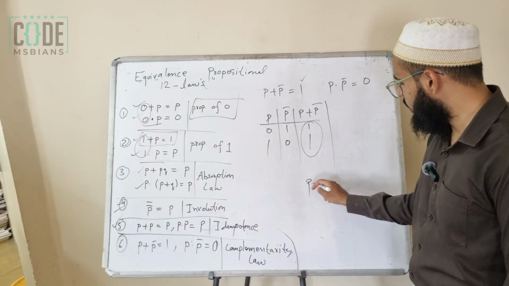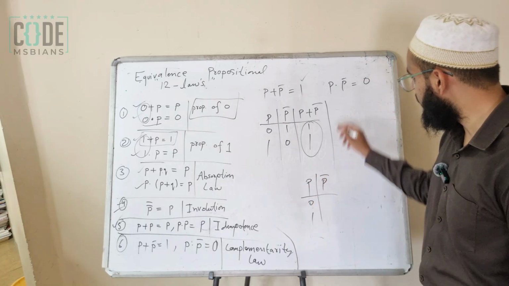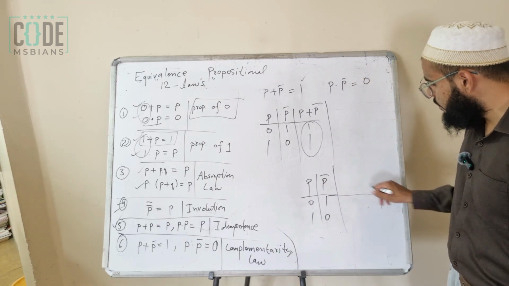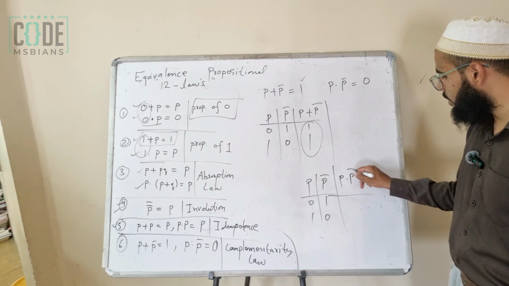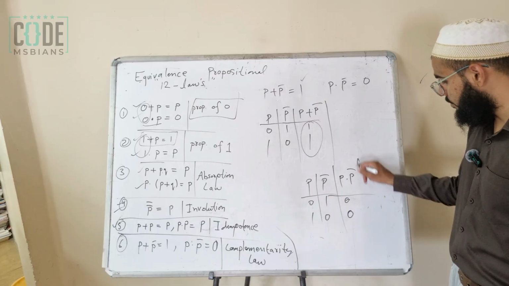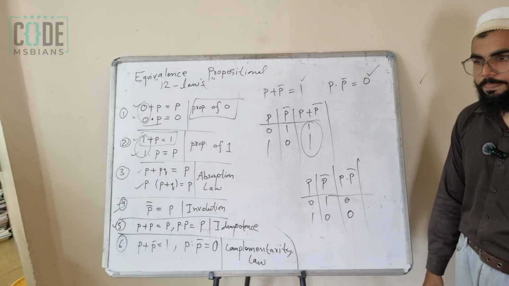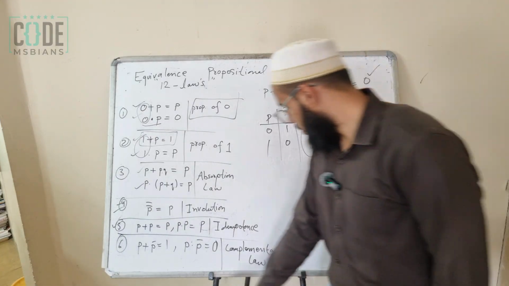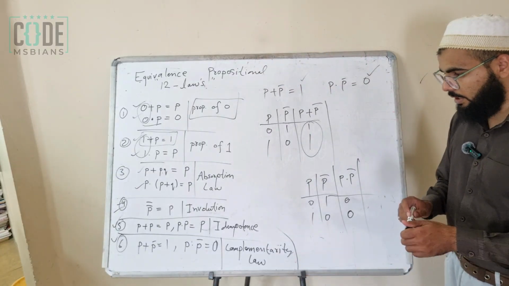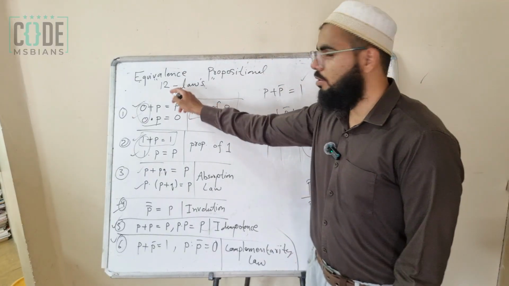Similarly, if I have P and the value of P is 0 and 1, and I take out P complement again, 0 will become 1 and 1 will become 0. If I AND it, 0 and 1 is 0 and 1 and 0 is again 0, right? That's the reason the RHS is coming 0. Okay, so these are the complementary laws. Now let's see the next 6 laws and we will complete the whole 12.